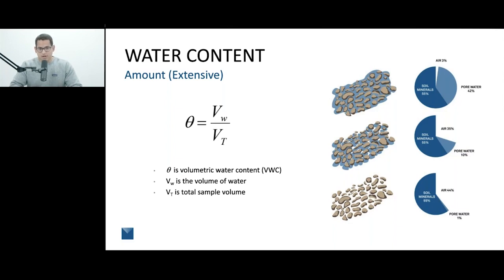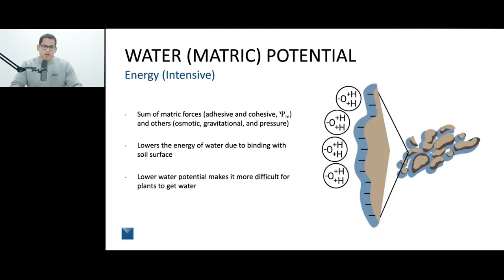Not really. And that's because we really need to understand this next variable, which is our intensive variable, which is water potential. So most commonly when we think about water potential, we're typically thinking about matric potential. And matric potential is the sum of matric forces, both adhesive and cohesive. Now there are other forms of water potential. We have osmotic, gravitational, and pressure potential.